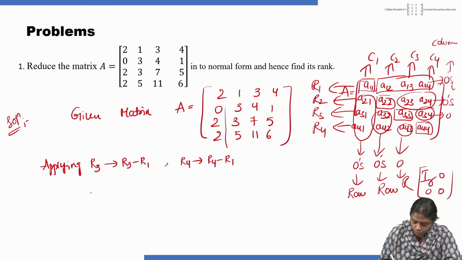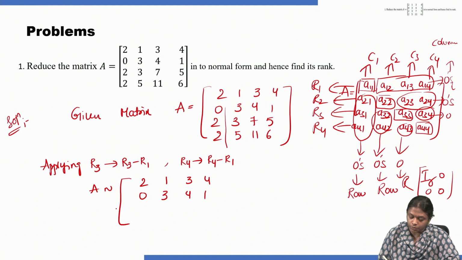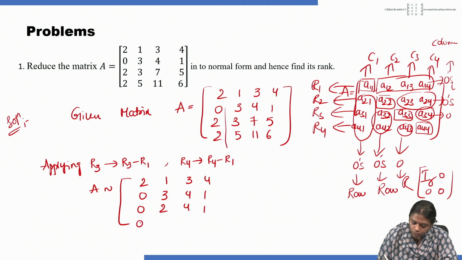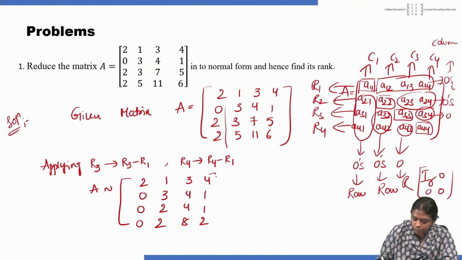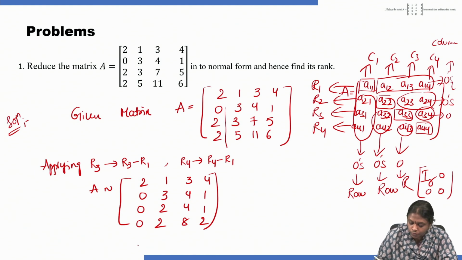Now implementing the above operations here, A is approximately equal to, now write the first two rows as it is because we are not implementing any row operation to the above elements here. Now first coming to third row, this is going to be 0, 2 minus 2, 0, 3 minus 1, 2, 7 minus 3, 4, 5 minus 4, 1. Now implement R4 minus R1, this is going to be 0, 5 minus 3, 2, 11 minus 4, 8, and this is 6 minus 4, that is equal to 2. Just I made with the help of R1, I did the below all elements equal to zeros.